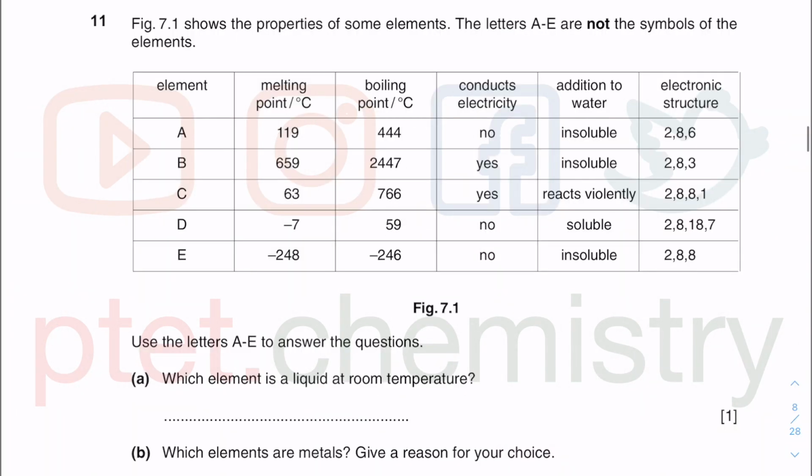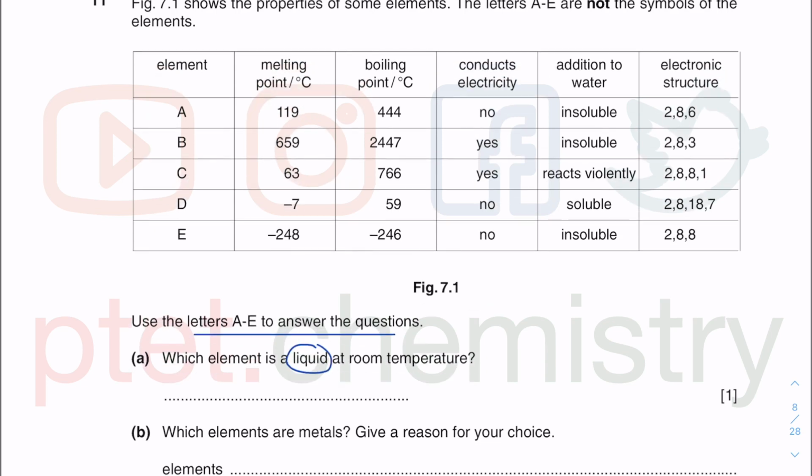In this next question, question 11, properties of some elements. We've got to use the letters to answer the questions. Which one is a liquid? Room temperature is 25 degrees Celsius. You think about melting point, which is solid to liquid, and boiling point, which is liquid to gas. So you're looking for 25 degrees Celsius somewhere in between.